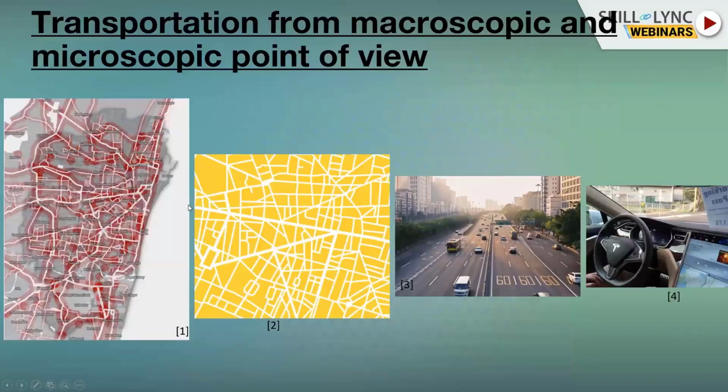What does it mean? From the macroscopic point of view, we are talking about the traffic network. We are talking about the network of roads and streets that have the traffic on them. You see it in Google Maps mostly, if they are green it means that you have less traffic.